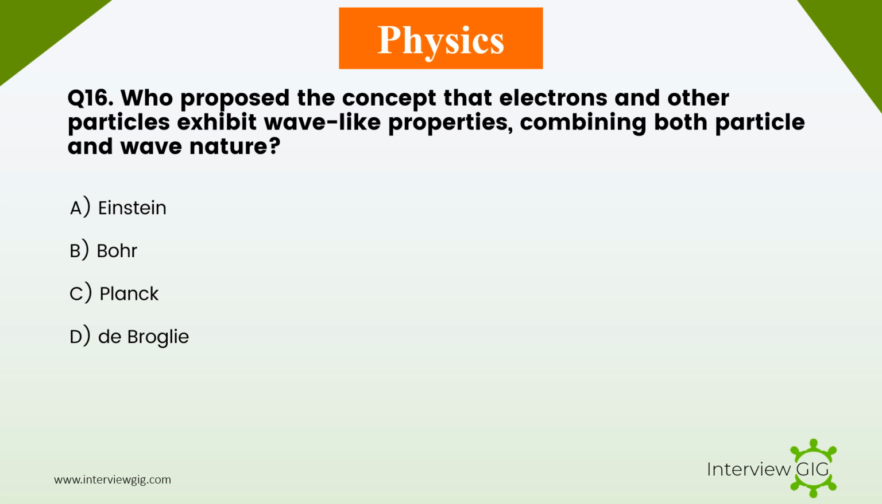Next question. Who proposed the concept that electrons and other particles exhibit wave-like properties, combining both particle and wave nature? Options. A. Einstein. B. Bohr. C. Planck. D. de Broglie. Answer D. de Broglie.